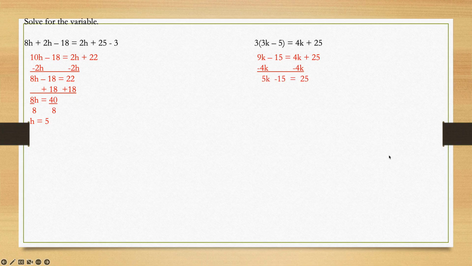5k minus 15 is 25. Add it. 5k is 40. And divide, and I get k is 8.